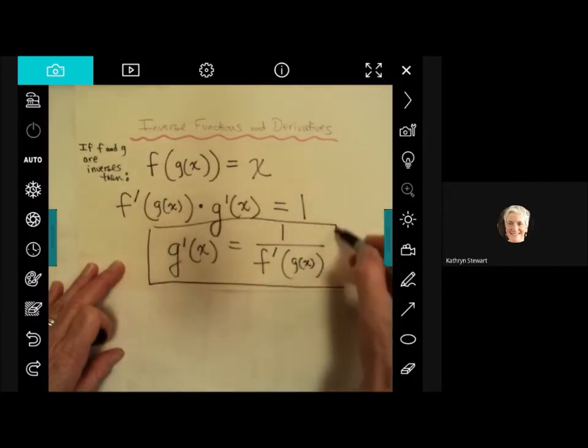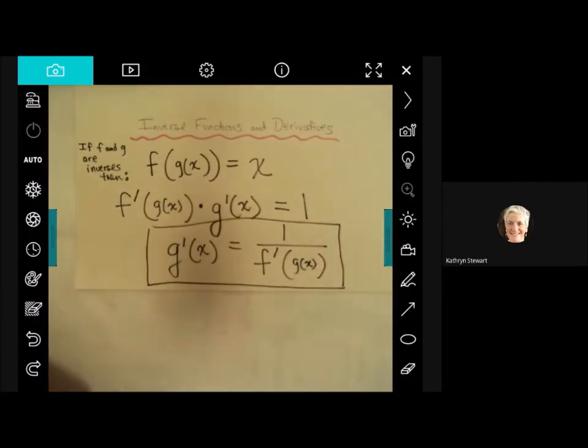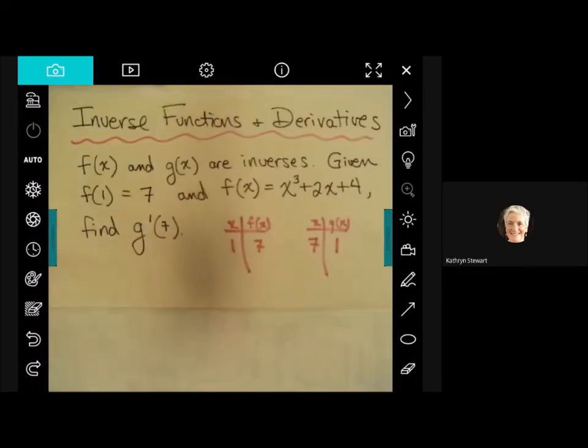What I have, my friends, is a roadmap, a way to find the derivative of the inverse of any function. The inverse of a function's derivative is 1 over the original function's derivative evaluated at g of x. Let's go back to this problem, and let's do it with this new theorem in mind.